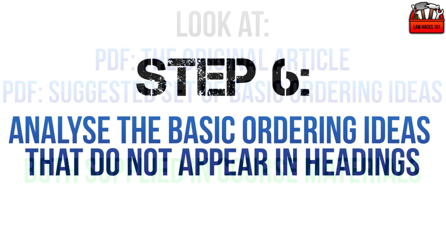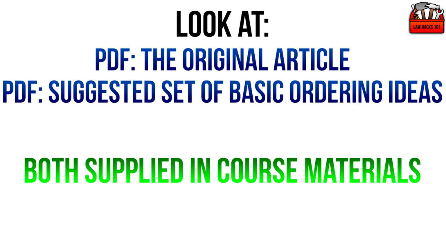For this stage of our lesson, you need to look at the PDF of the original article and the PDF of one suggested set of basic ordering ideas that I've created for you in order to see how this works. Your aim is to provide subheadings as if you had to, so that you're after the basic ordering ideas at the B and maybe even the C levels, which will get you even closer to the article and to a more accurate understanding of it.